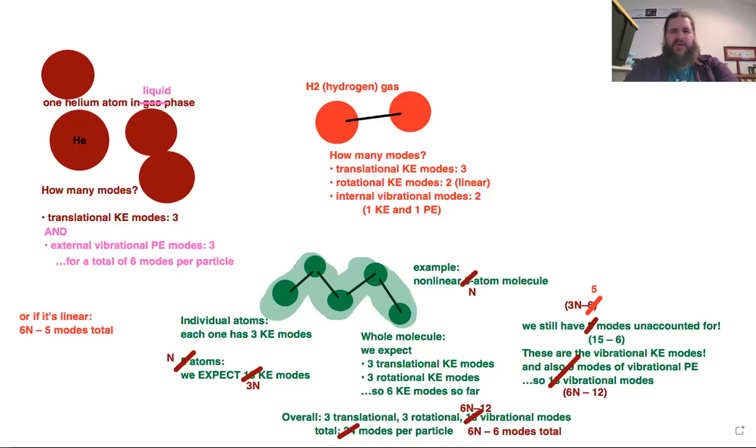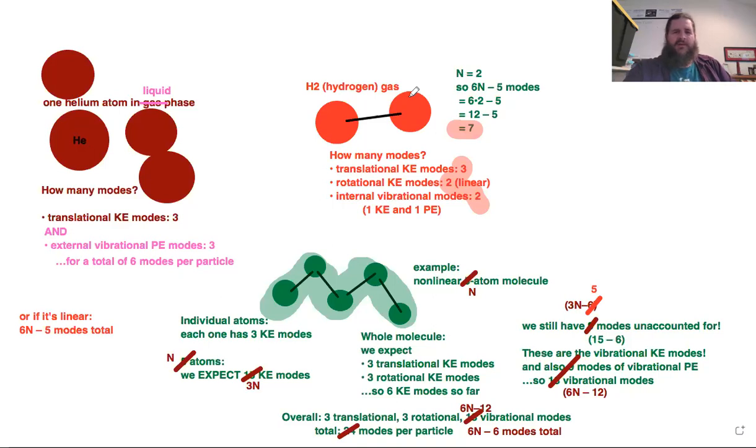6n minus 5 modes. We plug in 2 for n. 6 times 2 minus 5. That's 12 minus 5, which is 7. And if you compare that to what we already counted up here, we've got 3 plus 2 more plus 2 more. That's our 7 modes. So by counting the modes, we get 7, but we also get 7 predicted by this formula. So the formula we just created matches up with what we got by counting the modes for hydrogen.